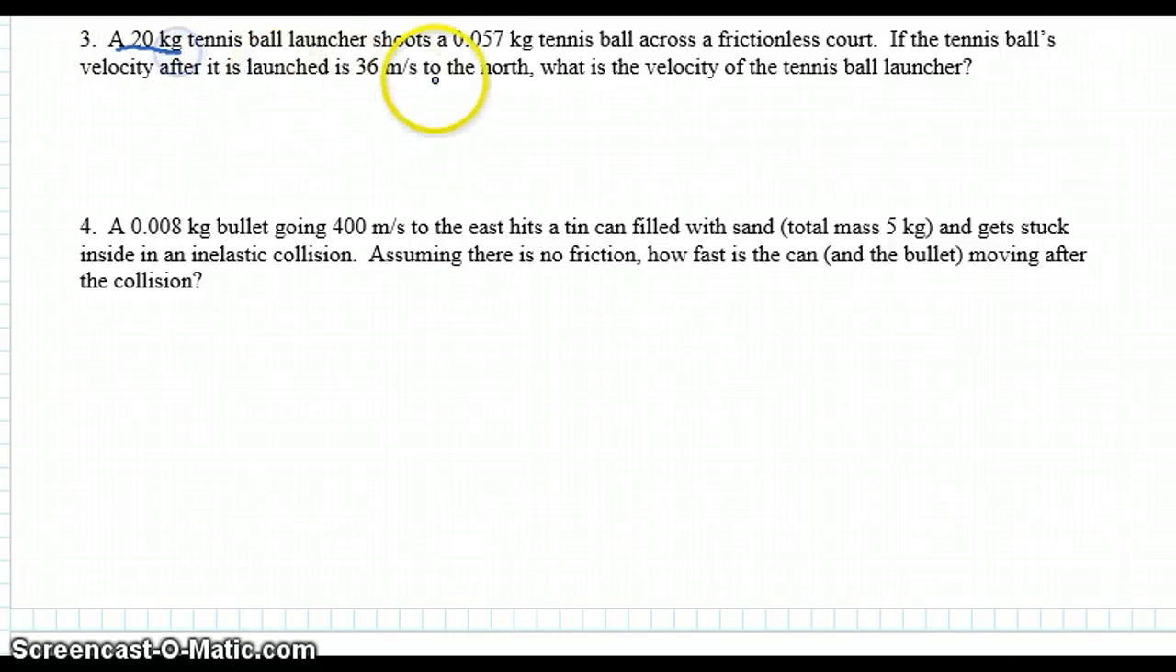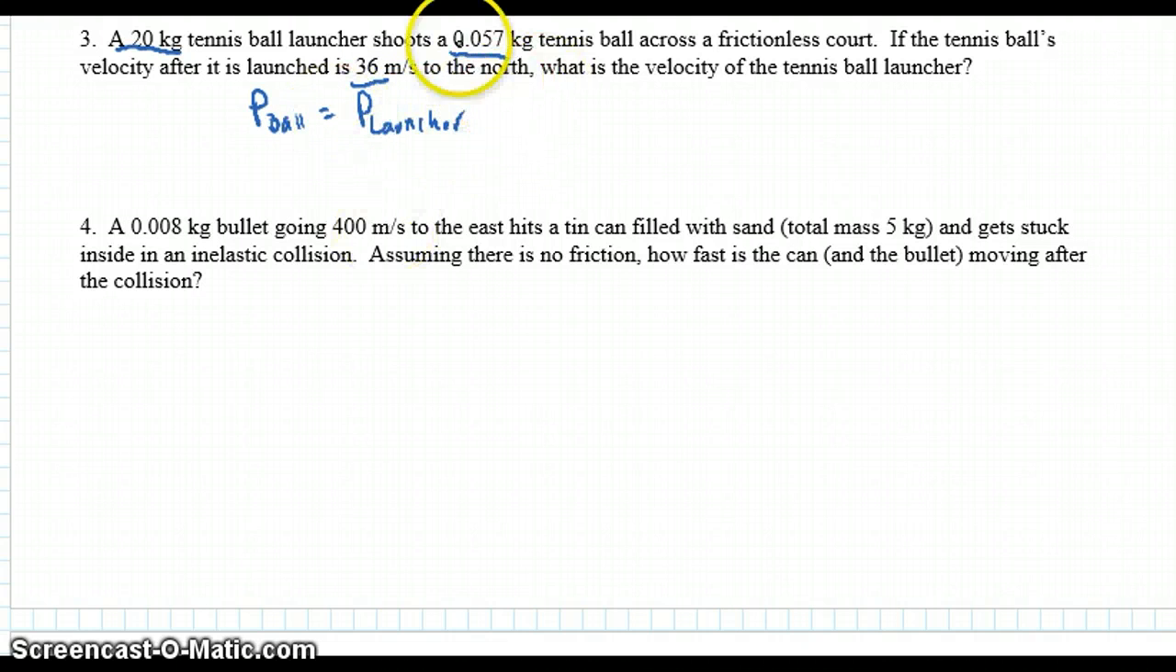All right, a 20 kilogram tennis ball launcher shoots a 0.057 kilogram ball across the court. If the final velocity of the ball is 36 meters per second to the north, what's the velocity of the tennis ball launcher? So the tennis ball launcher has applied a force to the ball in order to accelerate and get the ball moving at 36 meters per second. So the ball also had to apply an equal force onto the launcher. So the momentum of the ball is going to be equal to the momentum of the launcher.